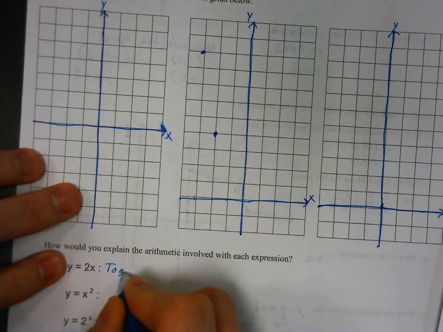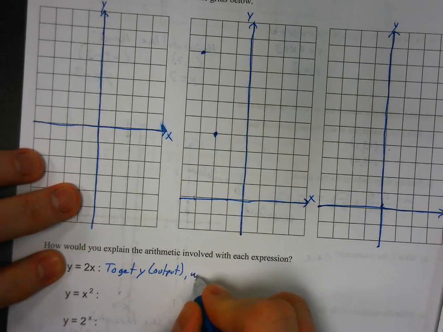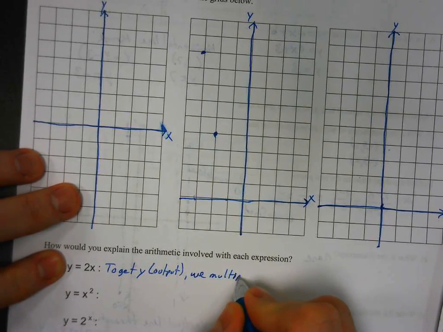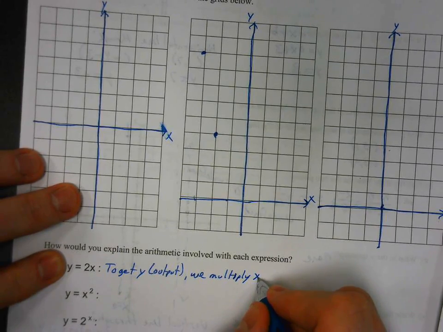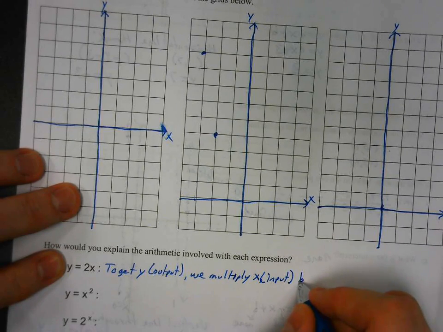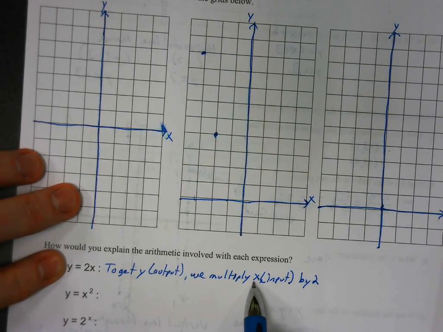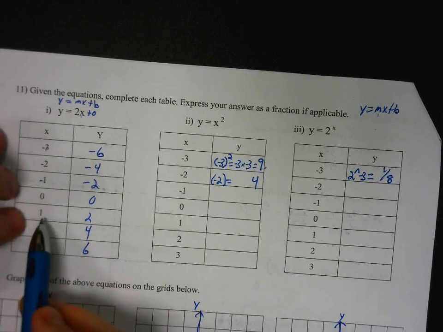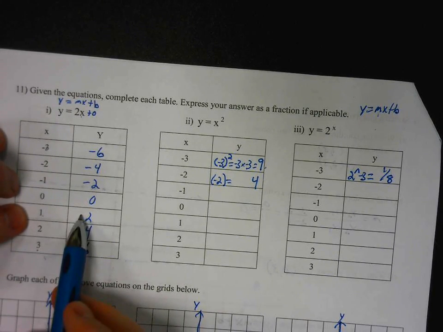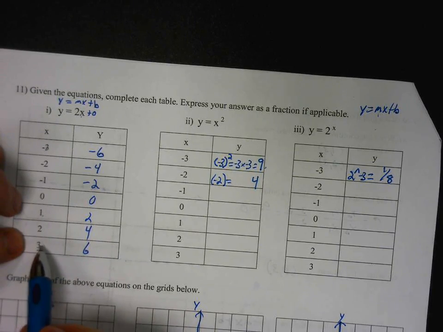Well, to get y, the output, we multiply x, which is the input, by 2. That's a pretty simple one. So to get the output, we multiply x, the input, by 2. And again, if you put, say, 1 in, you would do 2 times 1 to get 2. If you put in 2, you do 2 times 2 to get 4. Put in 3, you do 2 times 3 to get 6. So you multiply the input x by 2, and that gives you y.